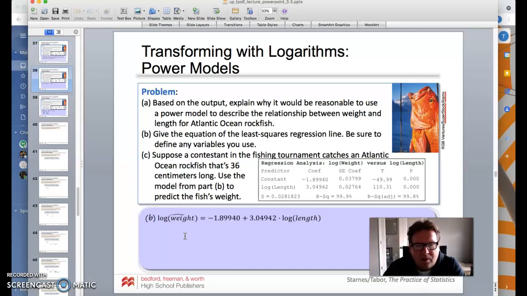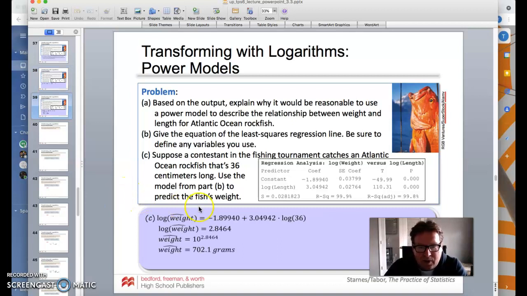Now, as we go to our least squares regression line, again choosing our y-intercept of negative 1.89940 and our slope of 3.04942. Now remember, we're doing the log of both variables here, so that's part of our equation. All right, so if we put in 36, we type into our calculator negative 1.89940 plus 3.04942 times the log of 36, we get this. And again, I would wait to round to the very end.